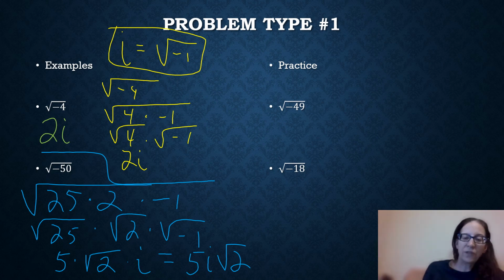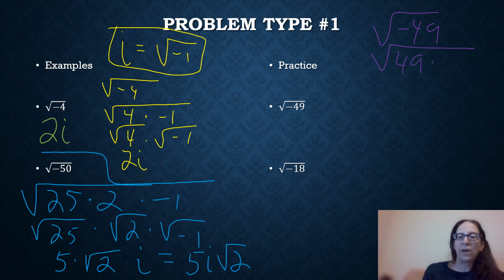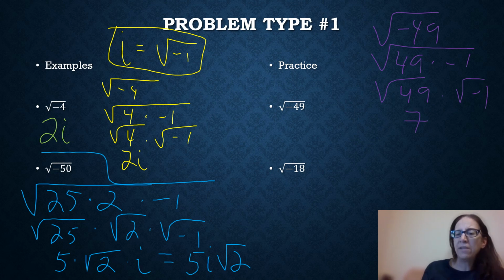Okay, so for this first one, what you wanted to have done was recognize that 49 is a perfect square. And when you factor it, you're going to pull out that -1, which is going to allow you to do the square root of 49 times the square root of -1. The square root of 49 is 7, and the square root of -1 is i.